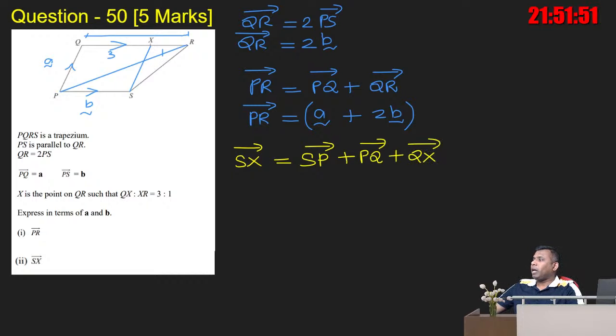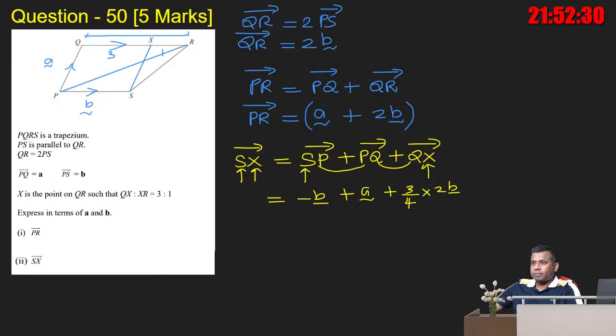So the vector addition formula you can write anywhere, making sure you start from one point and reach the same point. Here, if you start from S and end with X, you need to start from S and end with X. That is the rule. So P and P connected, Q and Q connected. That is the rule, right? So S to P is opposite of B, so minus B vector, plus P to Q is vector A, plus QX is, careful, 3 out of 4 parts of the full 2B vector, right?